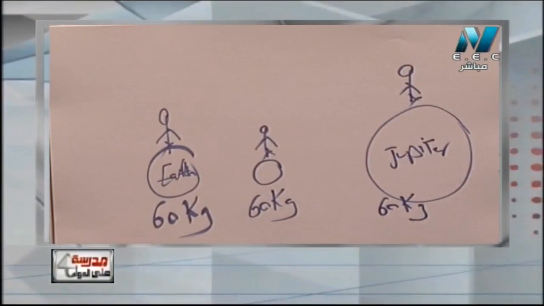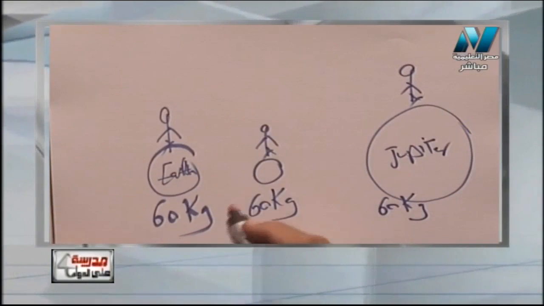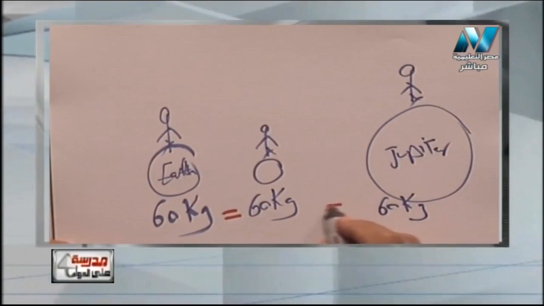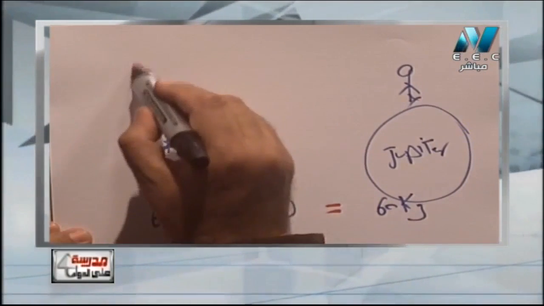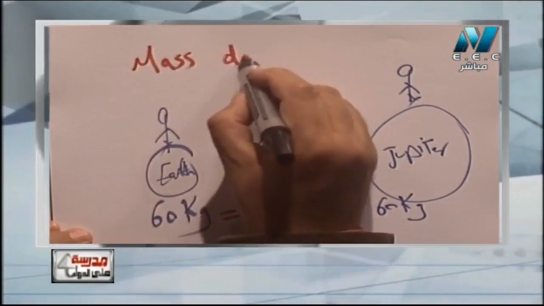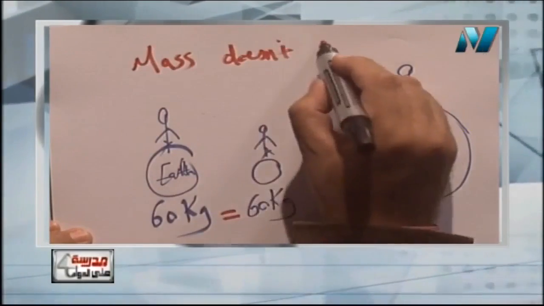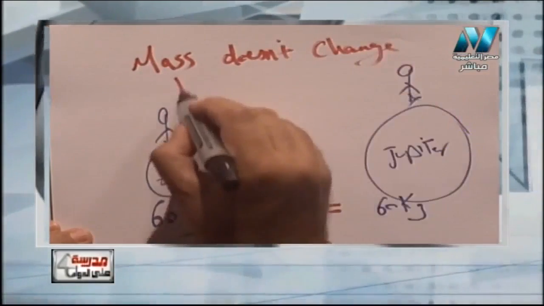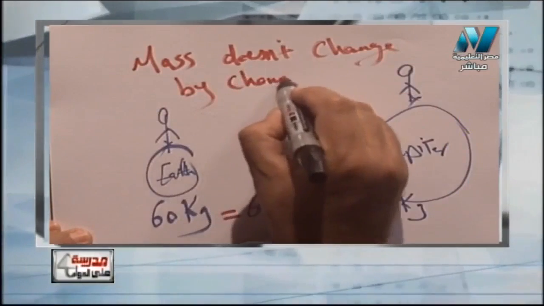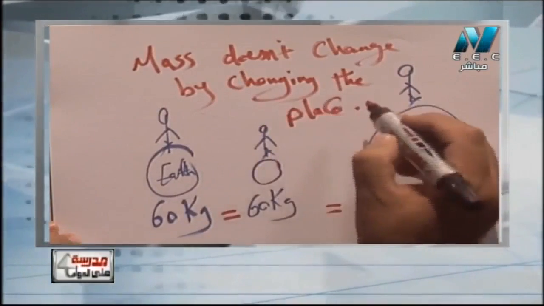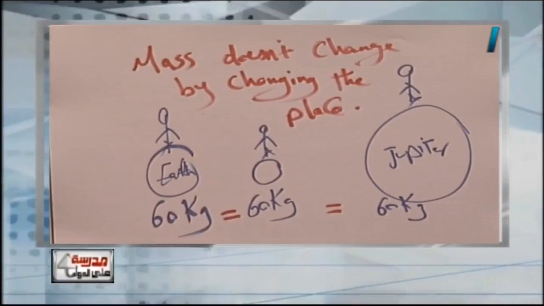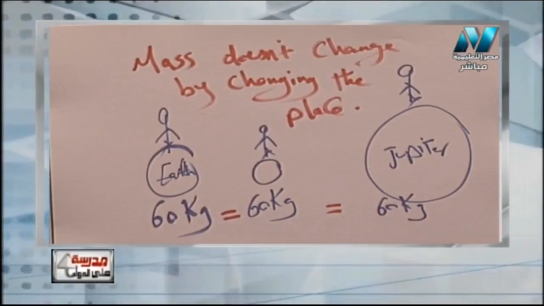So I can say mass on the Earth equals mass on the moon equals mass on Jupiter or mass on any planet. So I can say mass doesn't change by changing the place. Mass doesn't change by changing the place of matter or the place of the person. So it's a very important point in today's lesson that mass doesn't change however we change the place.